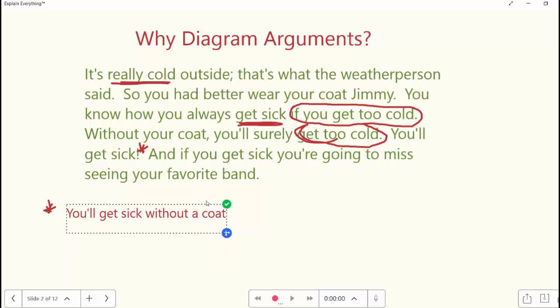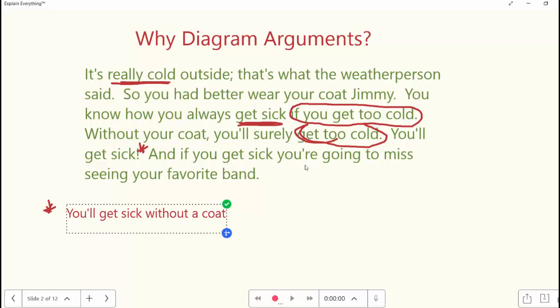And so why do we know that's true? Well, it's these two sentences working together. Without a coat, you'll get too cold. If you get too cold, you're going to get sick. Right? That's really what we call a hypothetical syllogism. It's not obvious that that's what's happening here, but that is what's taking place. So if you don't have a coat, then you'll get sick. And then we find out if you get sick, you're going to miss your favorite band.